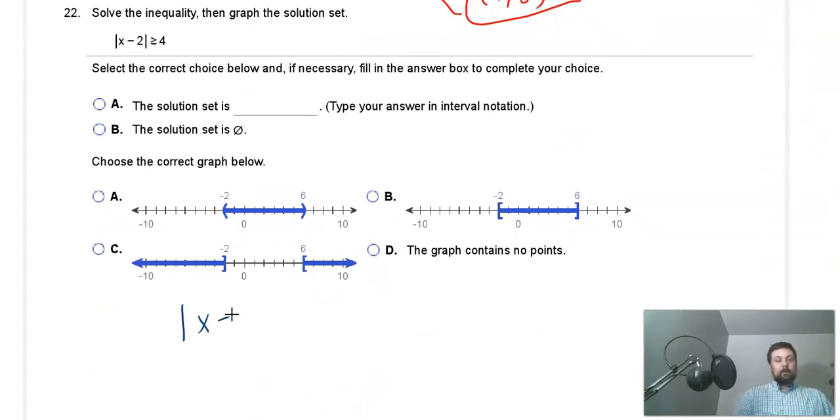We have absolute value of x minus 2 is greater than or equal to 4.